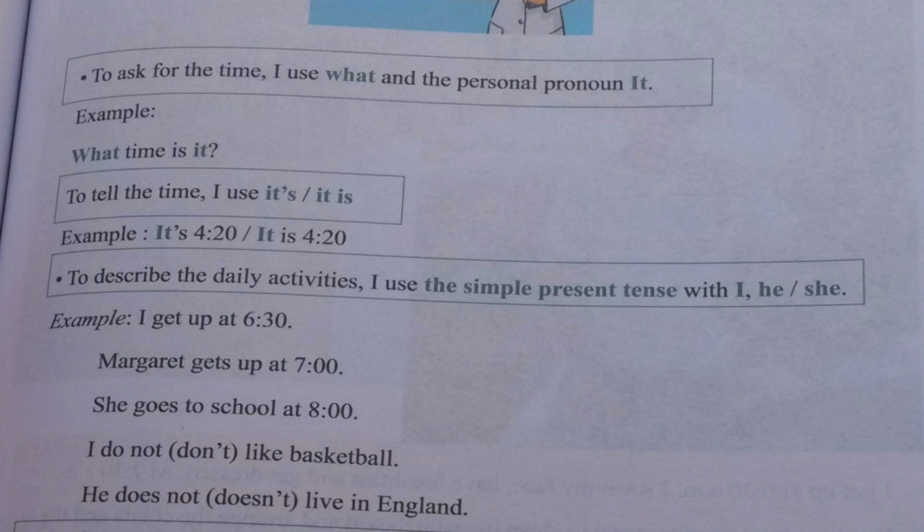Margaret gets up at 7:00. Margaret gets up Margaret تستيقظ at 7:00 على الساعة 7:00 تماما. She بمعنى هي goes تذهب إلى to school إلى المدرسة at 8:00 على الساعة 8:00. She goes to school at 8:00.